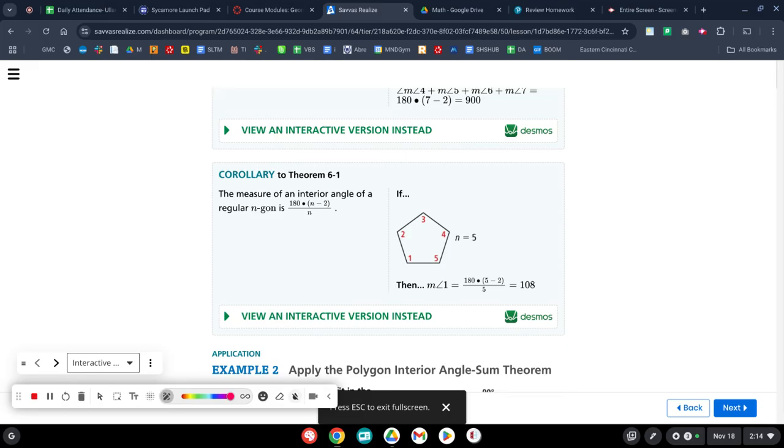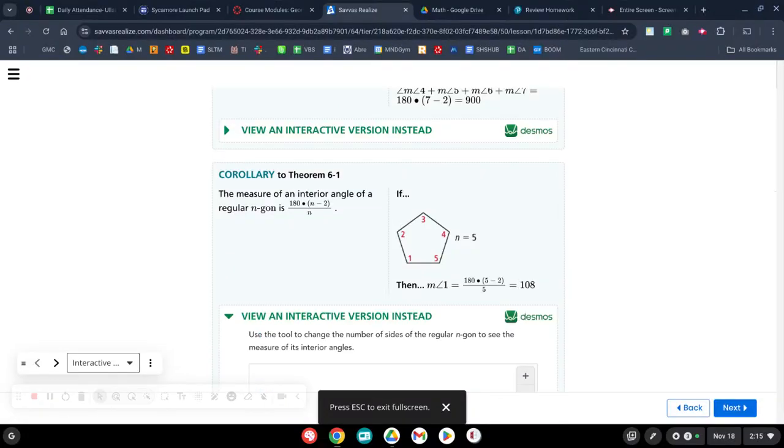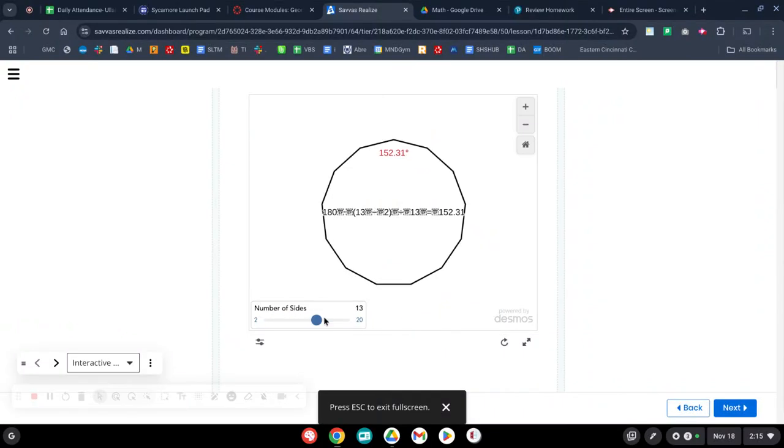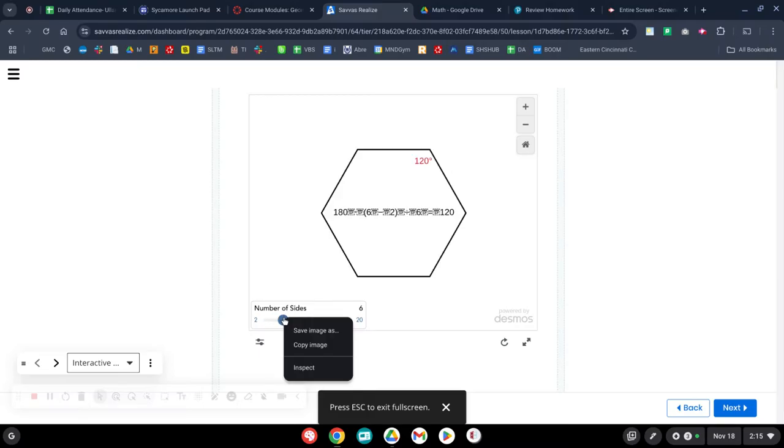So look, a regular pentagon has 108 degrees. 540 divided by 5. Let's view an interactive one instead. Oh yeah, sliders. 180 times 11 divided by 13, 152.31. 150 for a dodecagon. Decagon, 144. My favorite shape of all of them, that regular hexagon, 120.